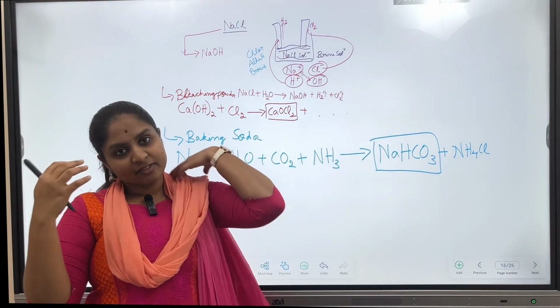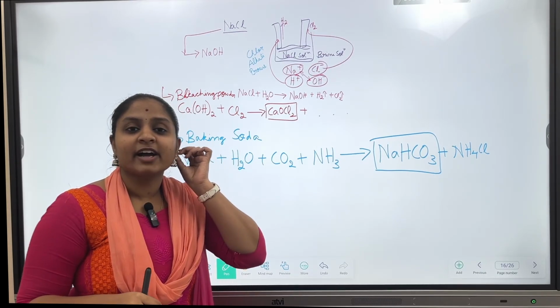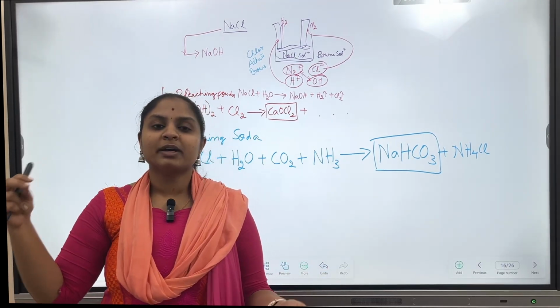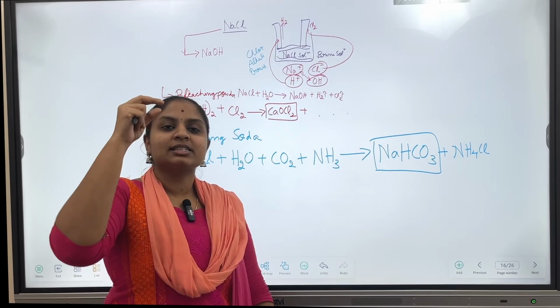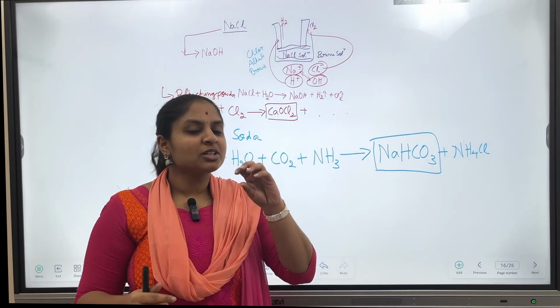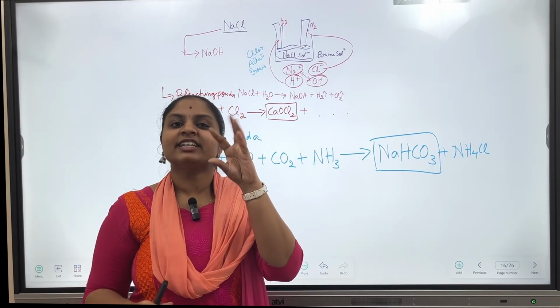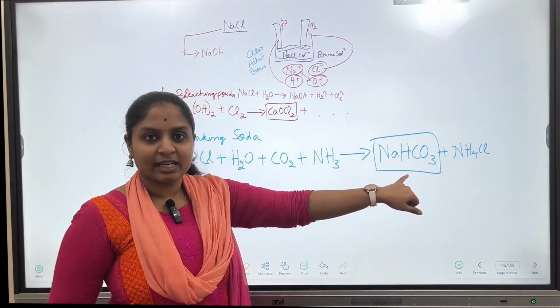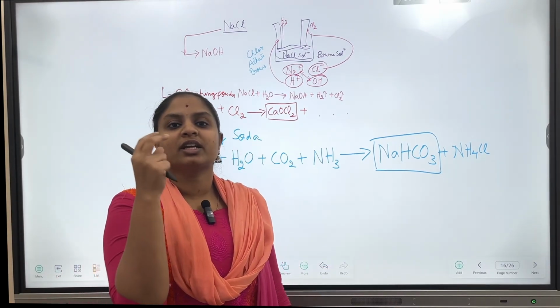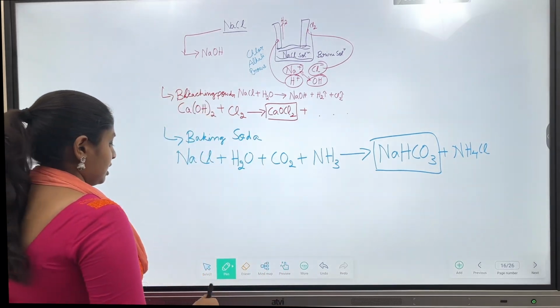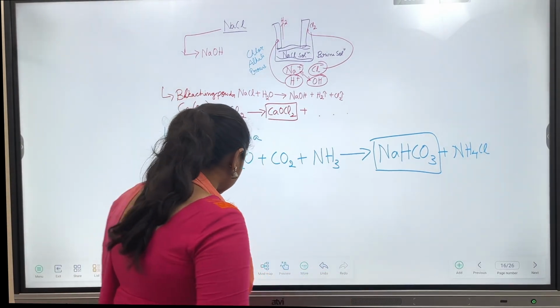Baking soda, again, we have heard this very often in our kitchen. Why? While preparing cake or bread, we add just a pinch of baking soda so that the cake becomes very fluffy and soft. So baking soda, or NaHCO3, is responsible for giving that fluffiness. So we saw three types of salt.